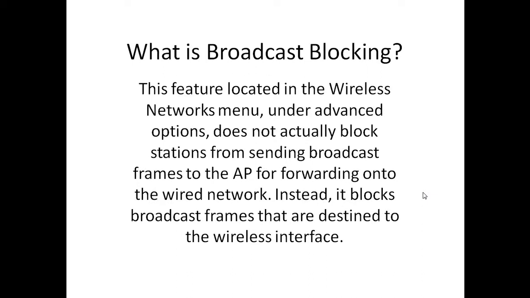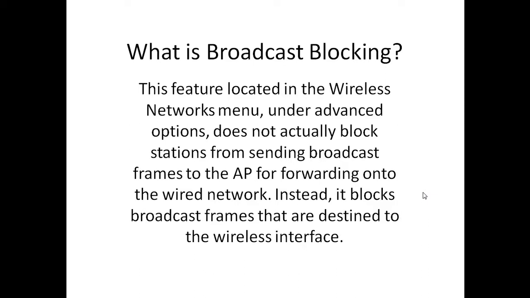I wanted to cover this one more time. What is broadcast blocking? So again, under wireless networks, this doesn't stop a station from sending a broadcast to the access point to forward it onto the wired network. It just blocks broadcast frames that are destined to the wireless interface, so the other way. So in other words, if there's another user on that wireless LAN, connected to the same access point, he does not receive a broadcast that some other user has sent out. All right, it doesn't go back to that other user.